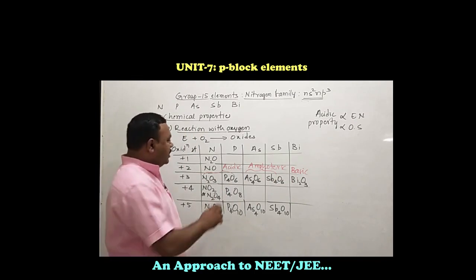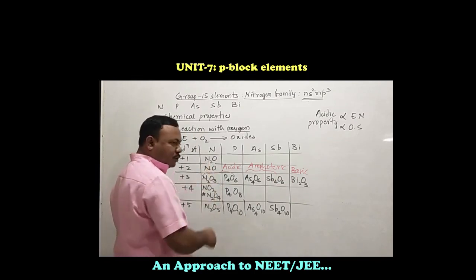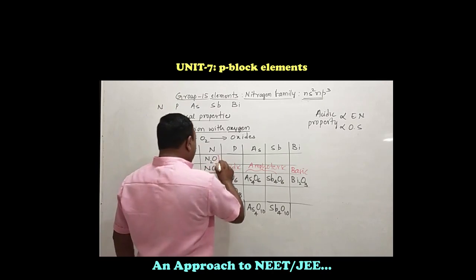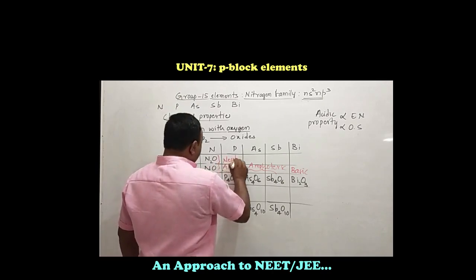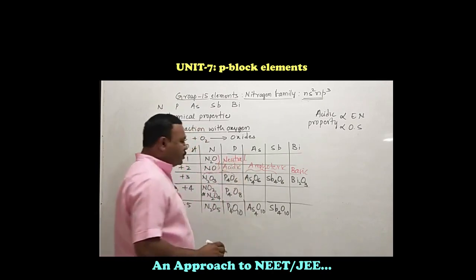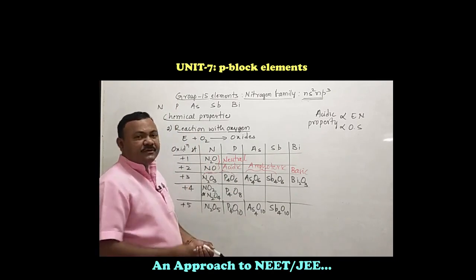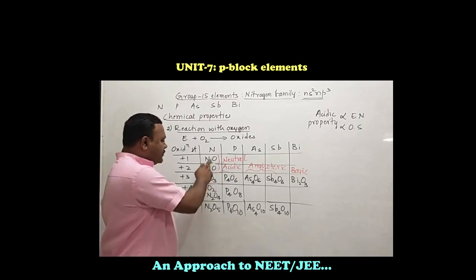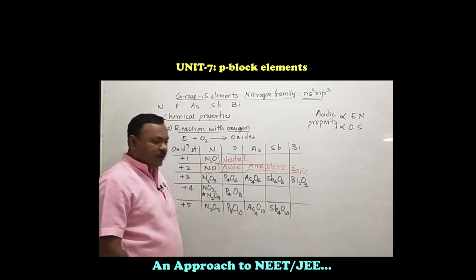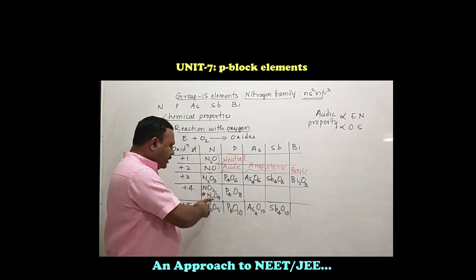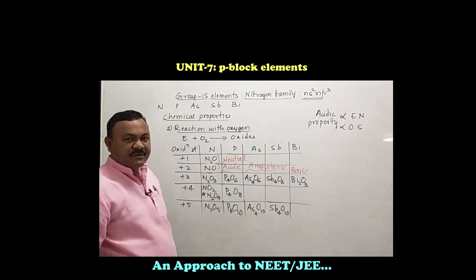Apart from this, N2O and NO, these two are neutral. Remaining all nitrogen oxides are acidic. N2O and NO are neutral because of the oxidation state. So based on the oxidation state, we can say N2O and NO are neutral. N2O3, NO2, N2O5, these are all acidic.